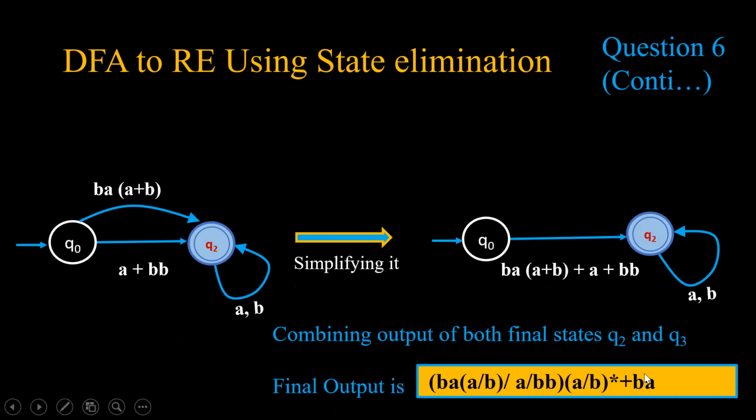Why have we added this BA? Because when we considered Q3 as the final state, the output which we got was BA. And since we had two final states, we combine the output of both the final states by an OR operation.